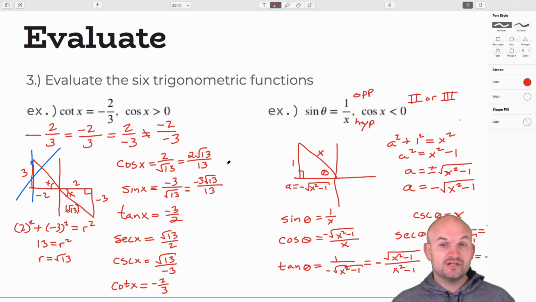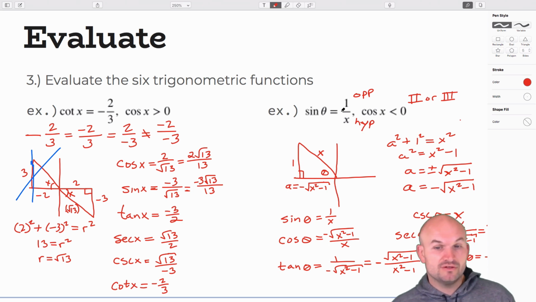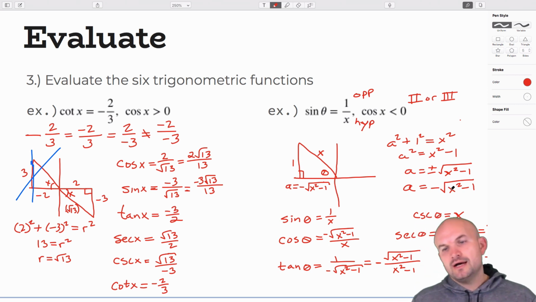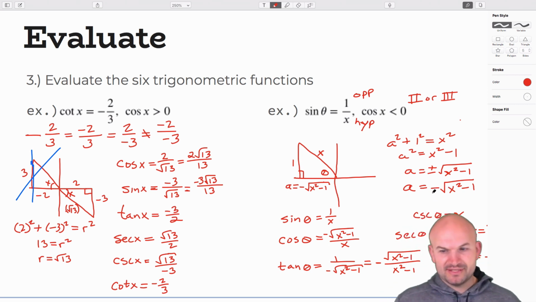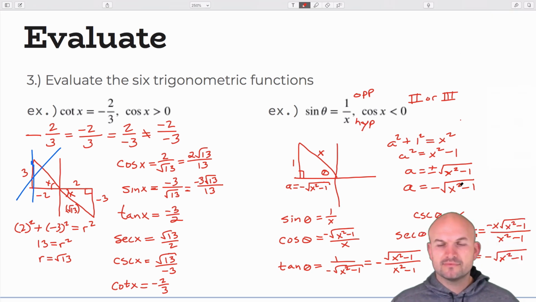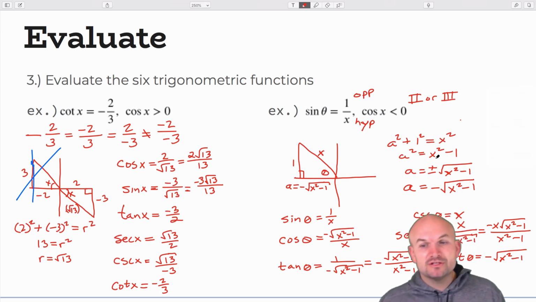One, so they understand that if I give them sine of an angle equals 1 over x, that is still a triangle. That's still opposite over hypotenuse, right? And we could still find the third side by using the Pythagorean theorem. The next part is that when you are evaluating the Pythagorean theorem, remember when you introduce the square root, the inverse operation of squaring is plus or minus the square root. So you have to include plus or minus again.